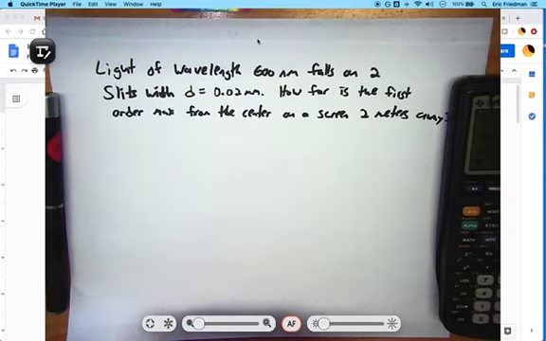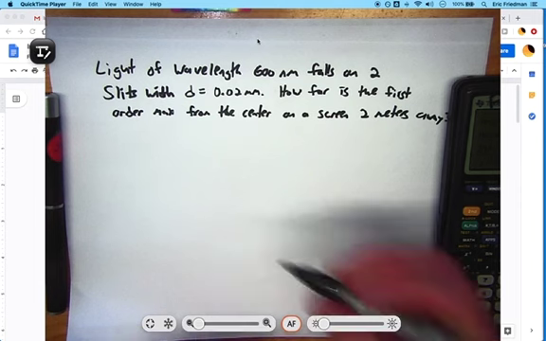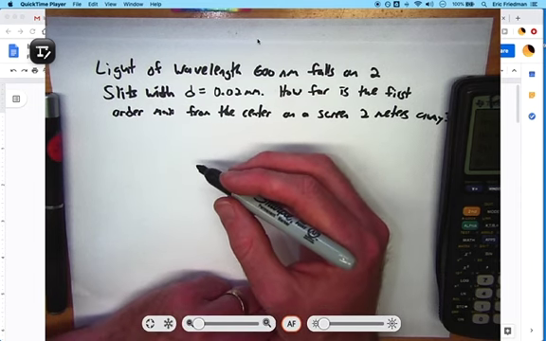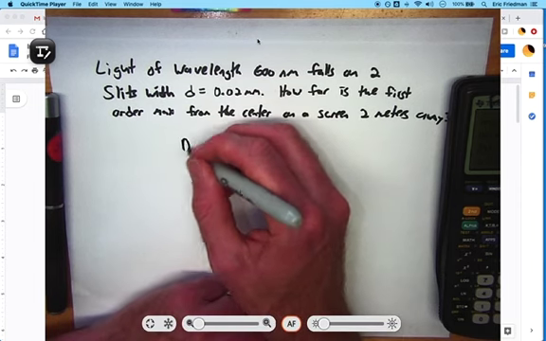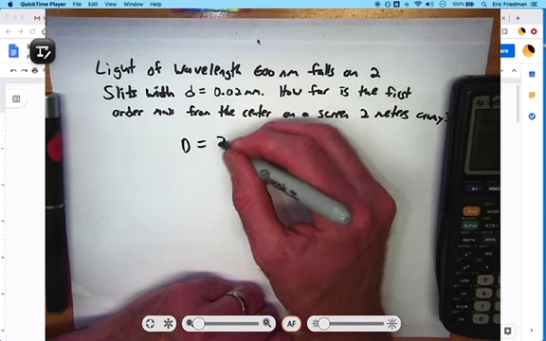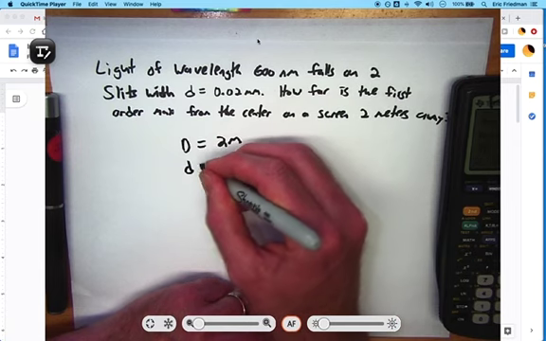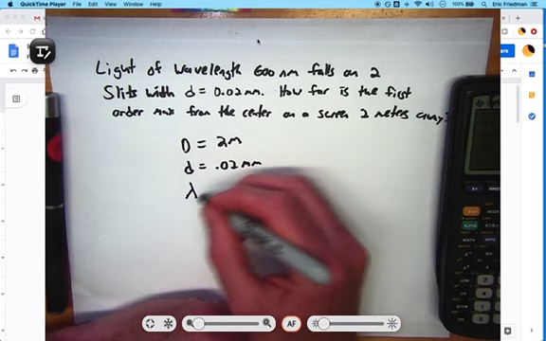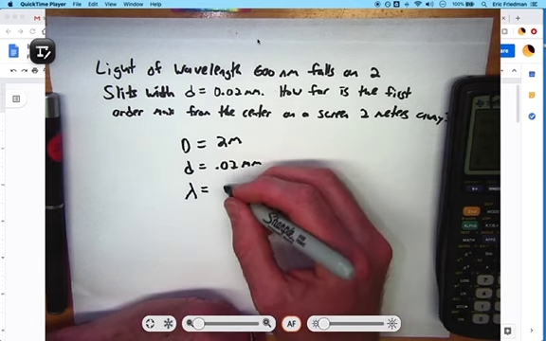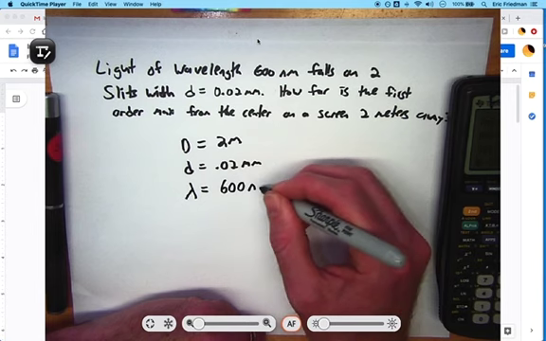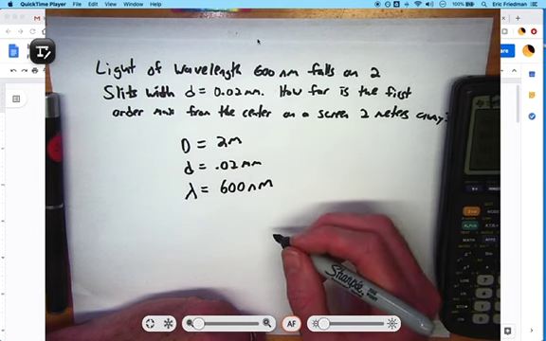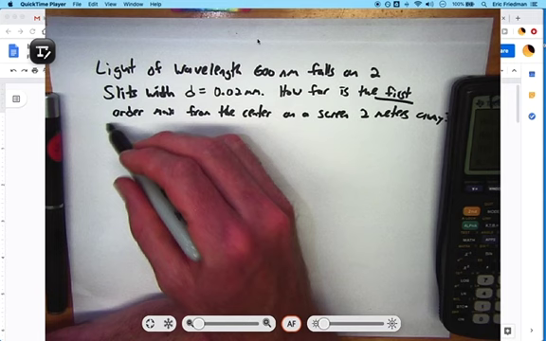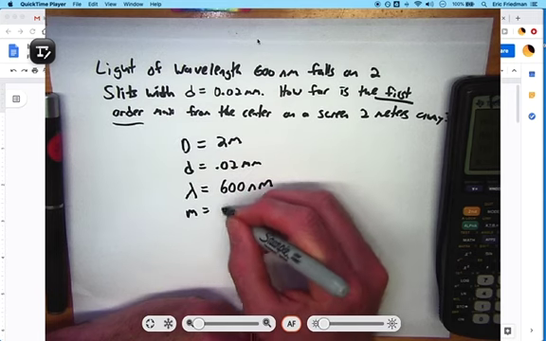First of all, we can draw a little picture if we want to, but I don't think that's totally necessary. Let's list out what we know. We know that big D is 2 meters. We know that little d is 0.02 millimeters. We know that the wavelength of light is 600 nanometers. And we're looking for the first order maximum, so m equals 1.